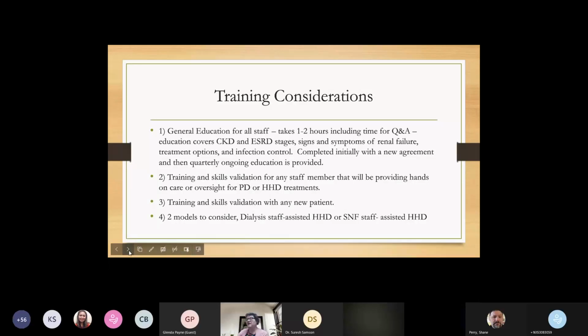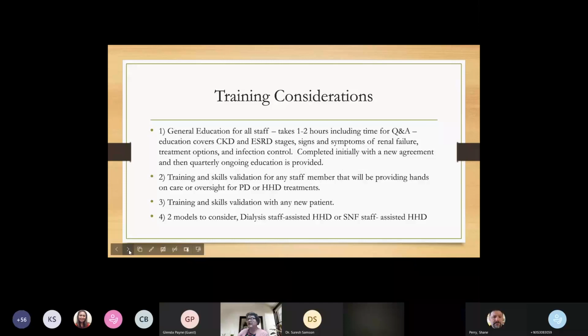And it may be a general overview, it may be a more specific deep dive into infection control, it may be education related to patient outcomes, but all of it is pertinent to the care and the continuity of care and the clinical collaboration between the dialysis facility and the skilled nursing facility.